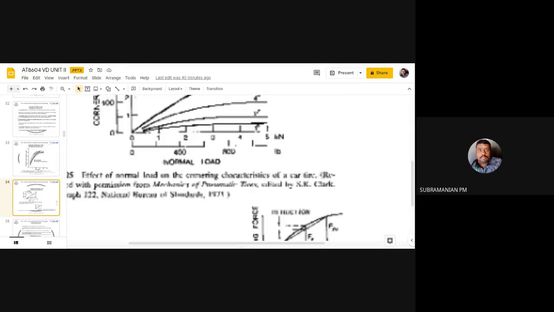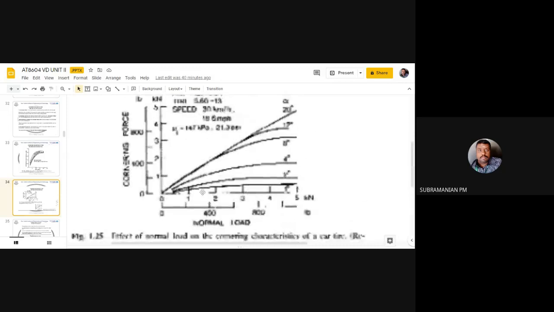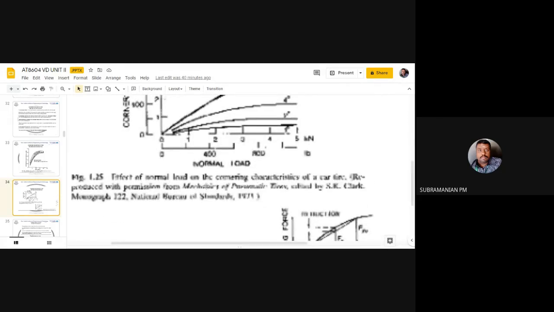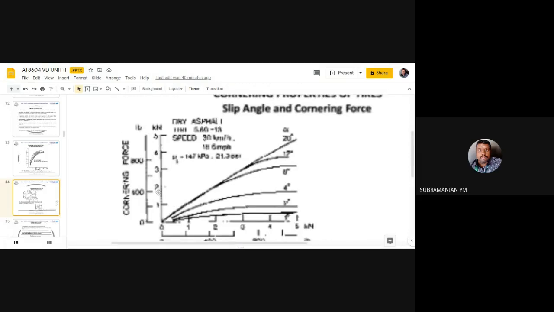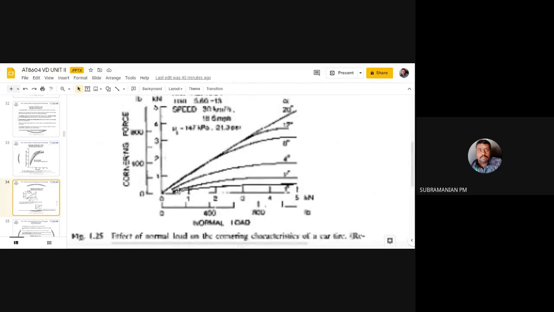That is, when you are going to make a test, the input parameters that are constant, you have to mention. So this curve is what I have shown. It explains the effect of normal load on the cornering characteristics of the tire. When normal load is increased, you can see the cornering force also increases, and it will be linear at a larger slip angle. So that is the inference, correlating cornering force with normal load and slip angle.